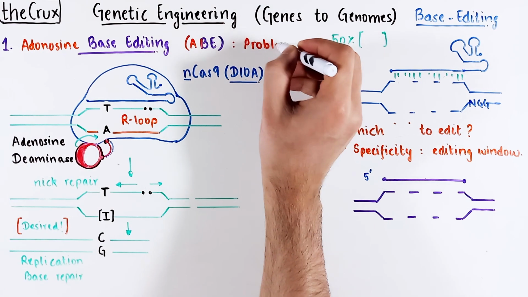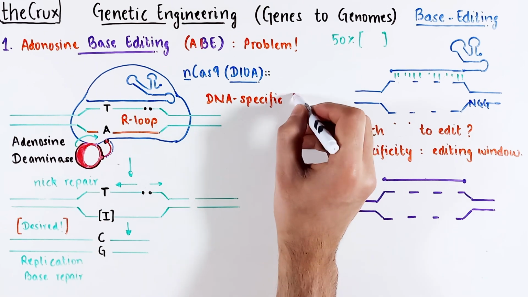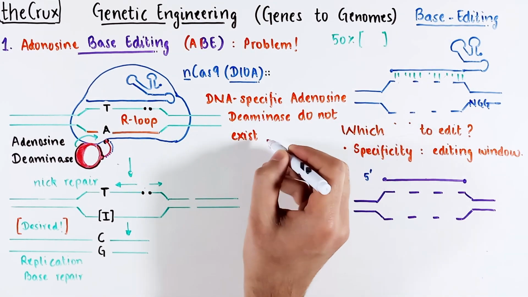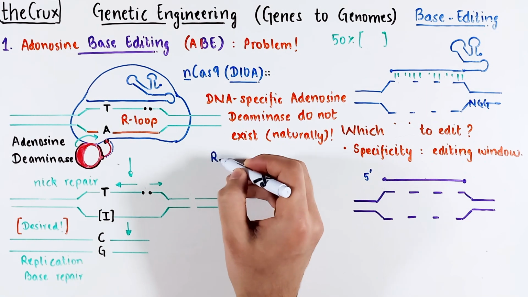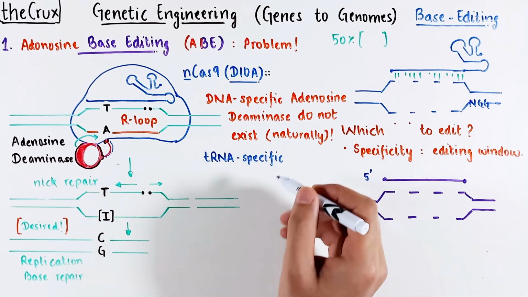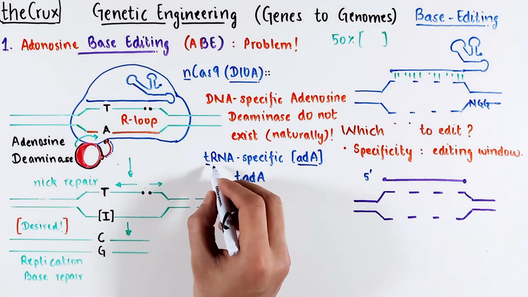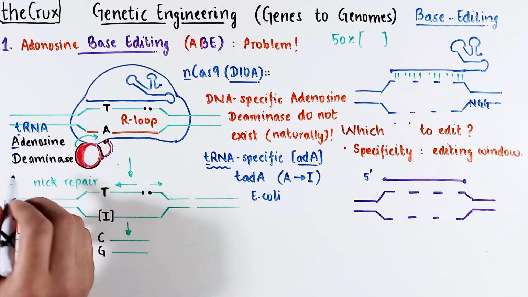But there's a problem, or rather, it was a problem. You see, there are no naturally existing adenosine deaminases that function on DNA as a substrate. There are plenty of RNA-specific adenosine deaminases, and one of these enzymes called TAD-A came in handy. It was taken from E. coli, and that is the enzyme used in adenosine base editing.